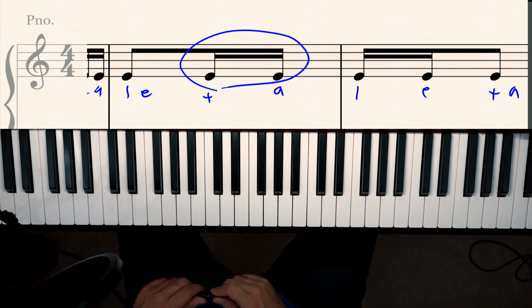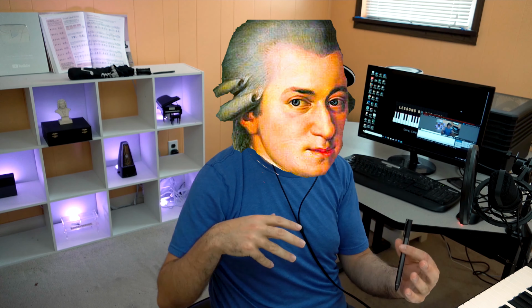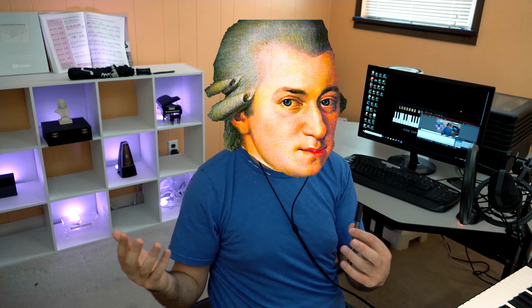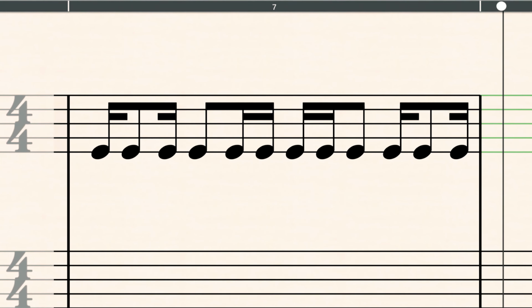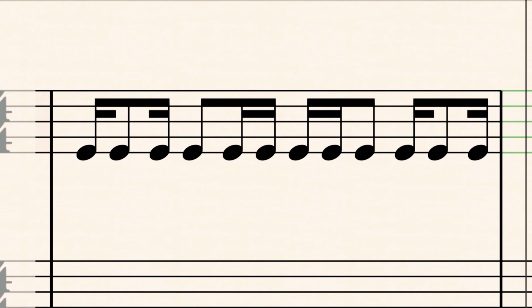All right, now let's see how good you are. We're going to kind of combine a lot of these 8th, 16th patterns together, see if you really get it, and then we'll move on to something else. All right, let me show you. Okay, now we have a whole measure of this nonsense. Just kidding, it's not nonsense.